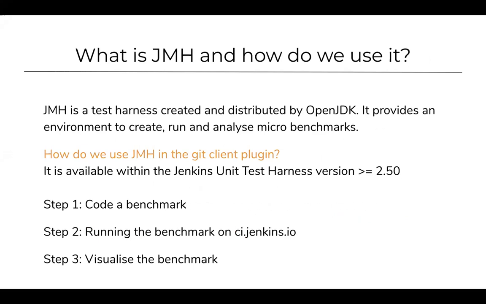Okay, so how am I creating a comparative study between those operations? It's done using JMH, which is the Java Microbenchmark Harness. It's provided within the Jenkins unit test harness, so I don't have to add anything; we've integrated it inside the Git client plugin. We have two plugins, the Git plugin and the Git client plugin. So the steps we perform, from writing to analyzing the results, are: we code a benchmark, we then run it on the infrastructure, and then we visualize the benchmark. I'm going to show you all of those steps.